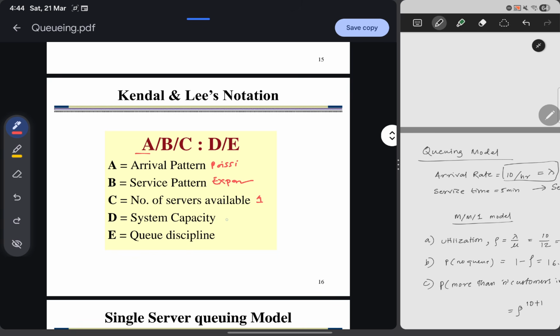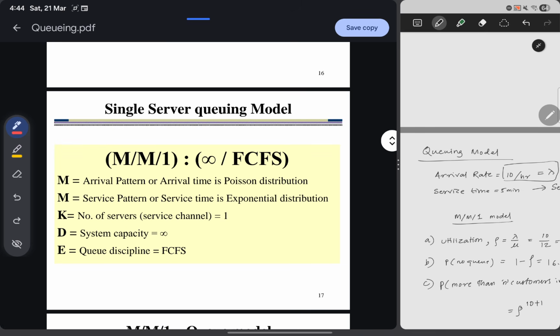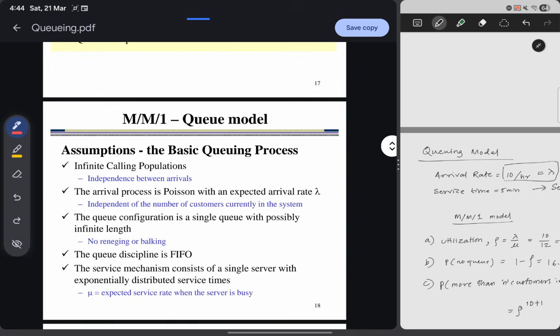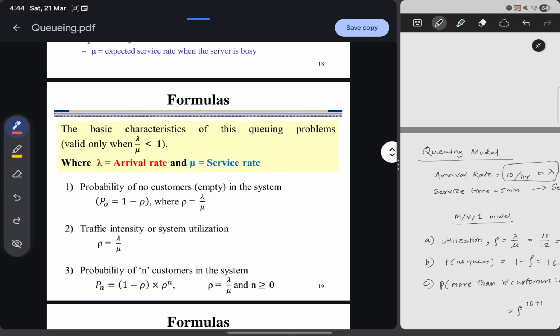Then the system capacity, is it finite or infinite? And then the queue discipline: first in first out, or random, or the person who came last getting service first. So we call it M/M/1, that is M for arrival and M for service, and one stands for a single channel server, infinite stands for the infinite system capacity, and FCFS is first come first serve. These assumptions are basic. Then you have certain formulas using which you will be solving the numericals. In the question paper, you will get a 5 mark question, and that's it.